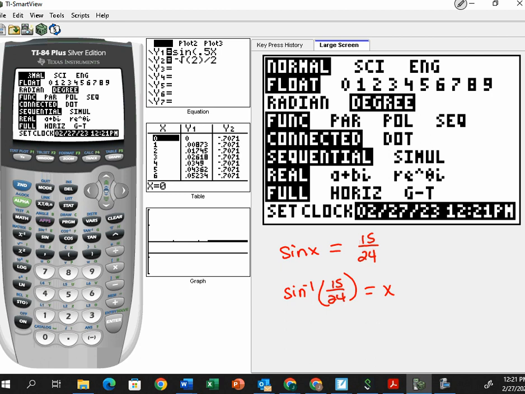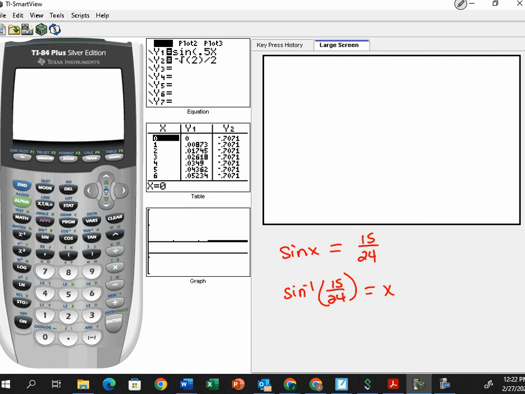So we want the third line down, degree, to be highlighted, not radian. Okay, we need to be in degree mode. Then I'm going to key in inverse sine 15 over 24. So you're going to push second sine 15 over 24.